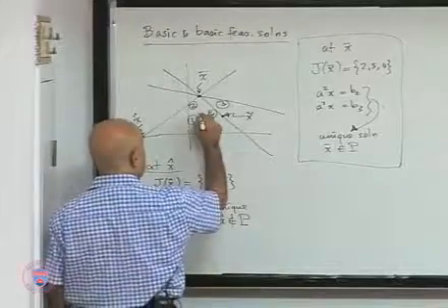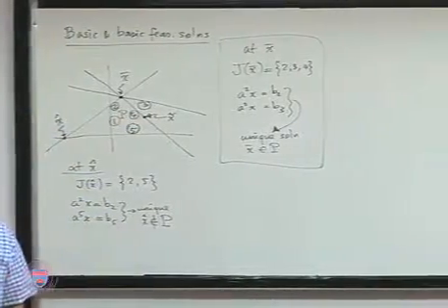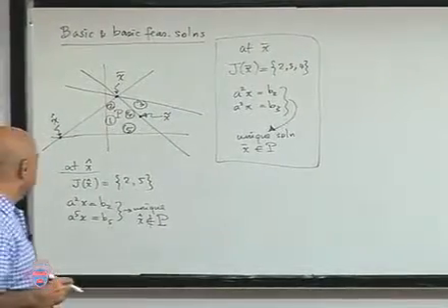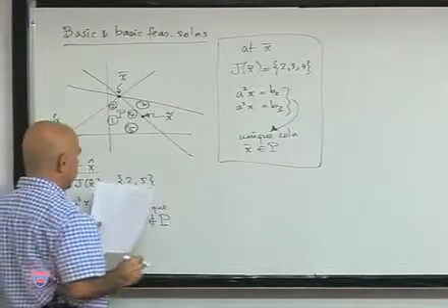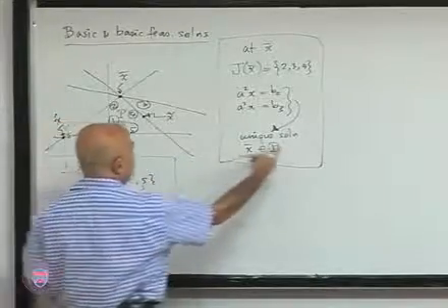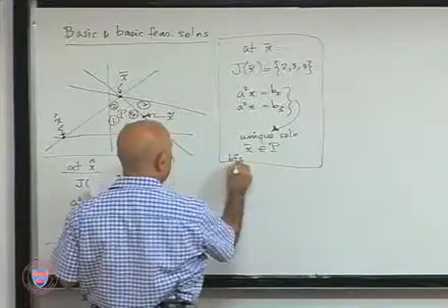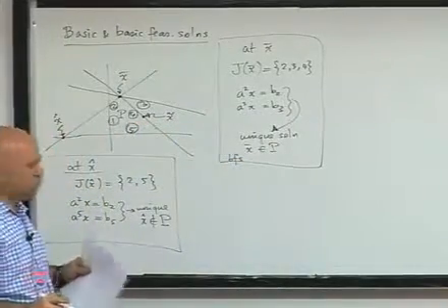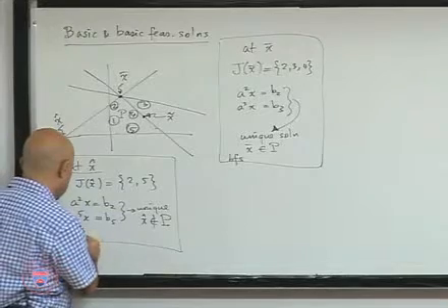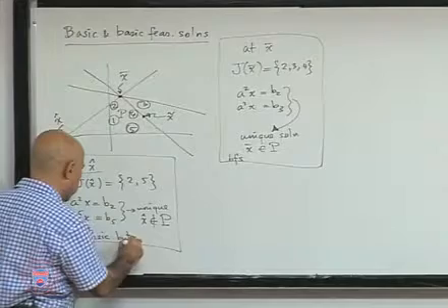P is here. P is inside. Okay? Just in case, I erased it. So, all right. So, if you compare the 2 of them, in this case, you have a basic feasible solution. X bar is a basic feasible solution. This one is a basic solution, but not feasible.